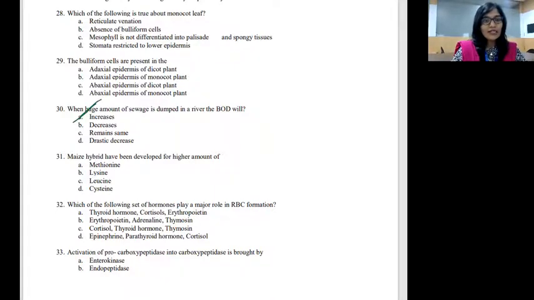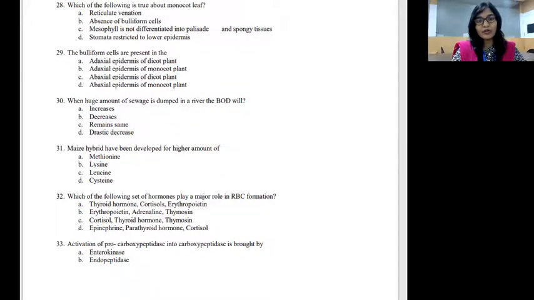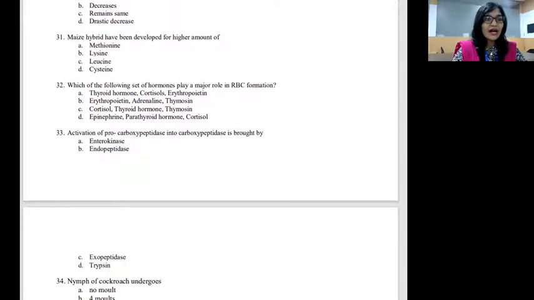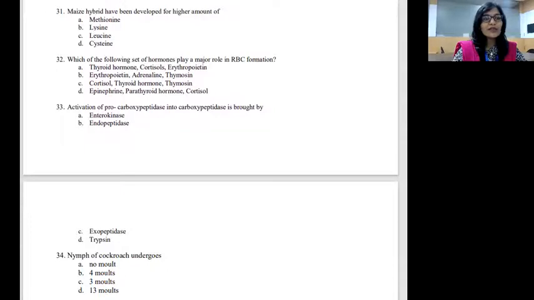Okay. The maize hybrids have been developed for a high amount of which of the amino acids? The maize is a hybrid, so it has been developed for a high amount of an amino acid, which is going to be lysine. So the answer is going to be option A. Let me write it. Yeah, it's option B, lysine.